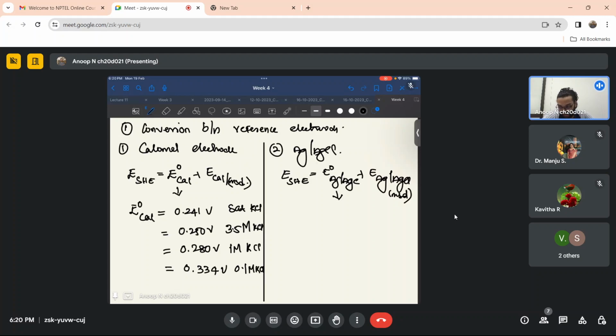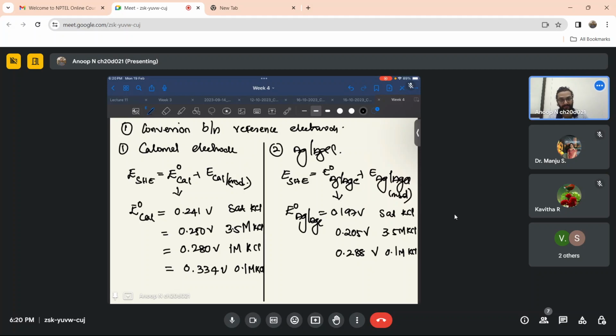Similarly, E0 Ag/AgCl will be equal to 0.197 volt if you use saturated KCl. It will be 0.205 volt if you use 3.5 molar KCl, and 0.288 volt if you use 0.1 molar KCl.